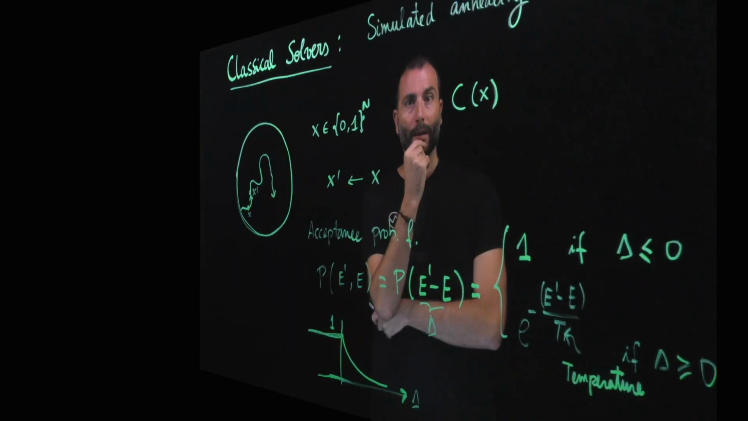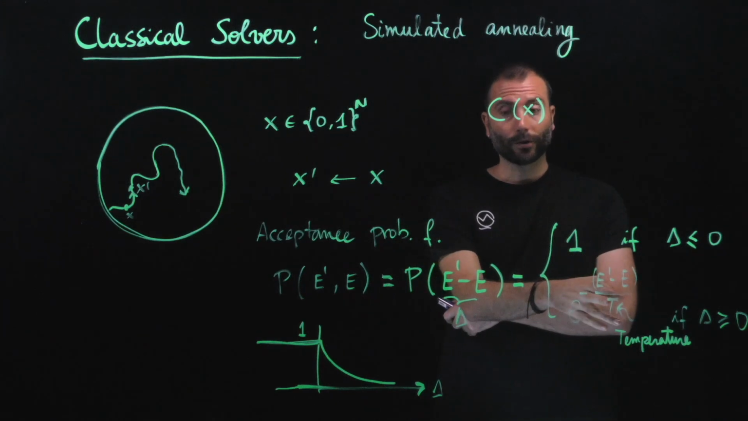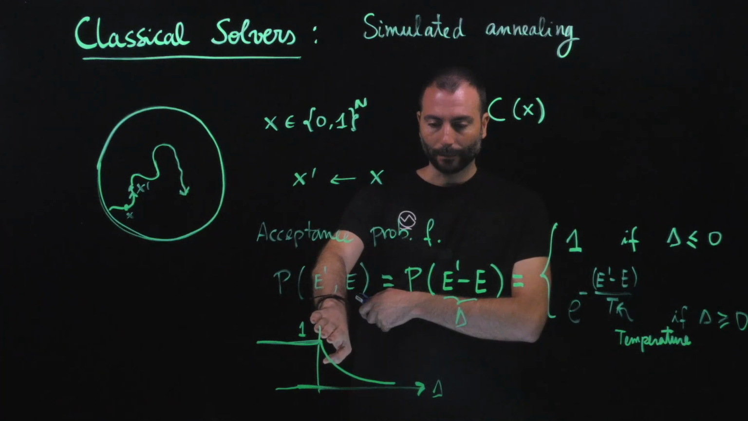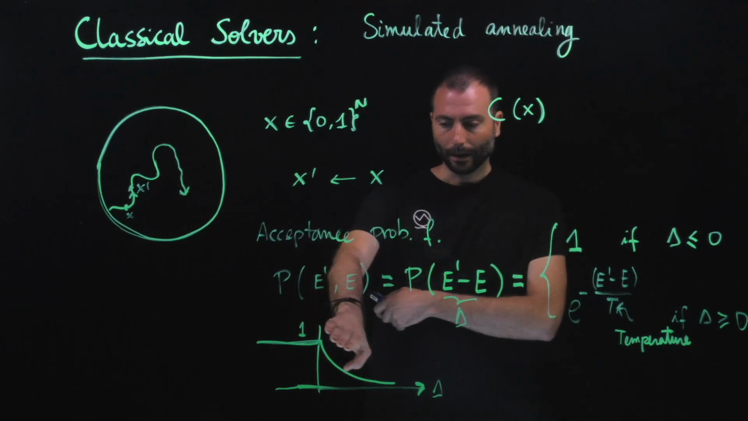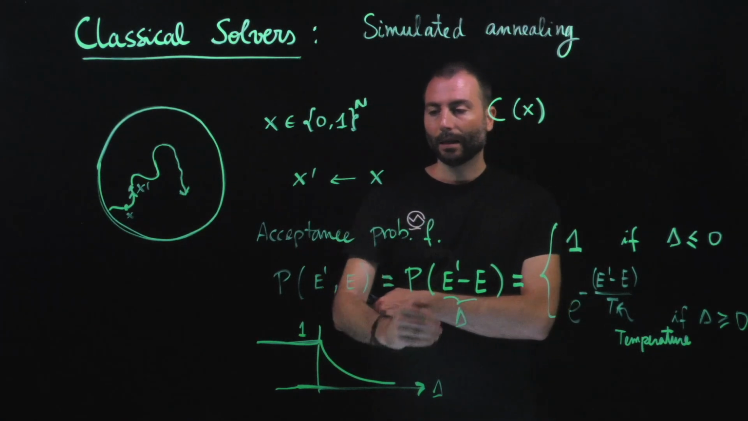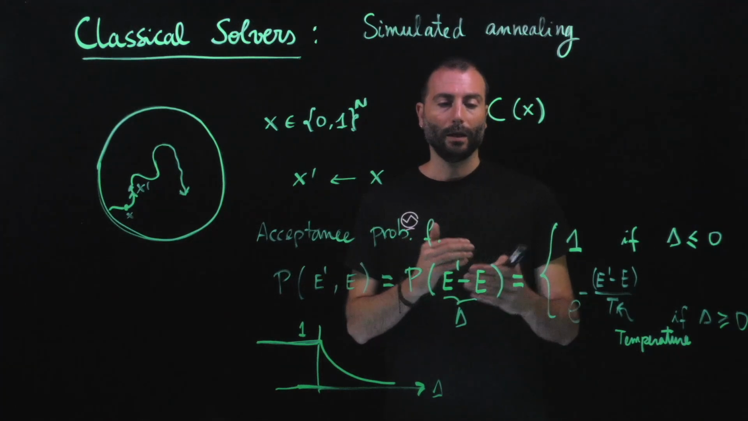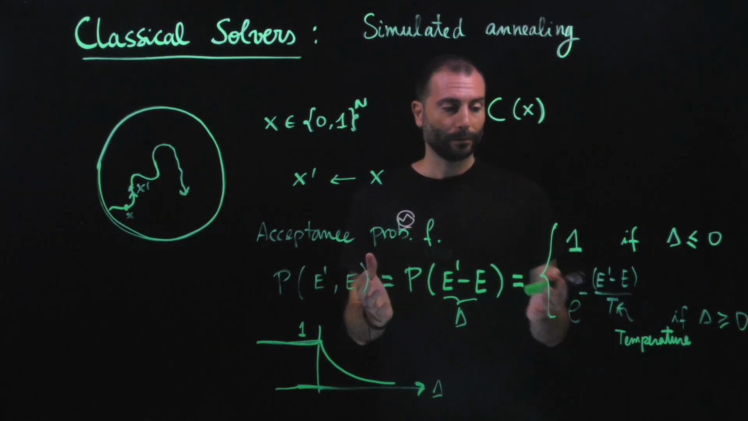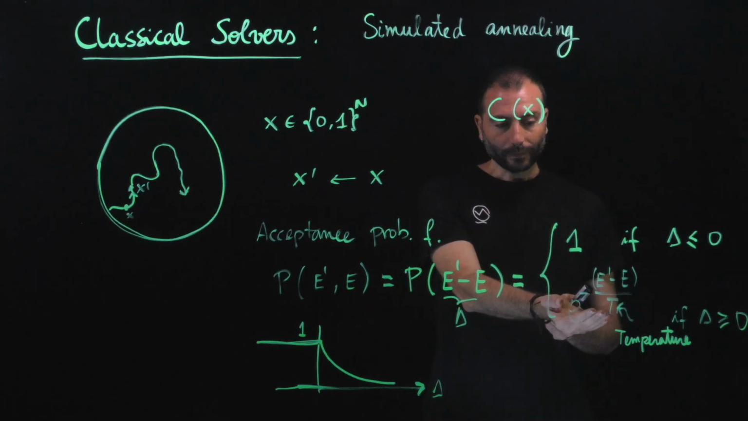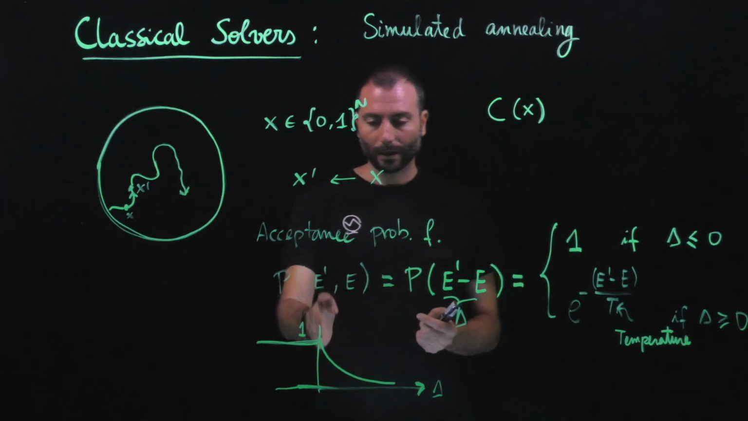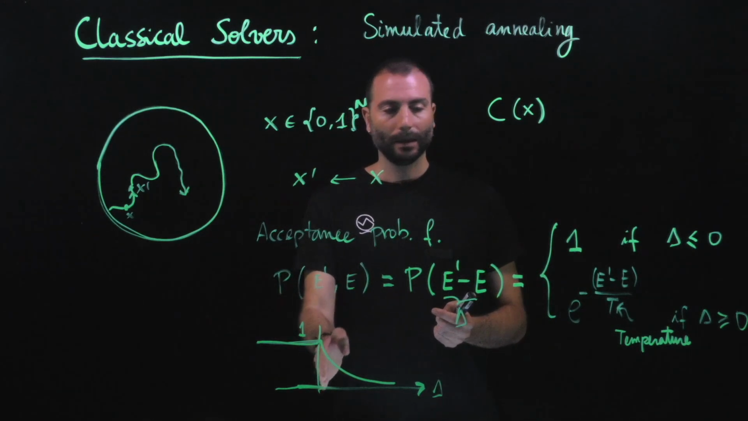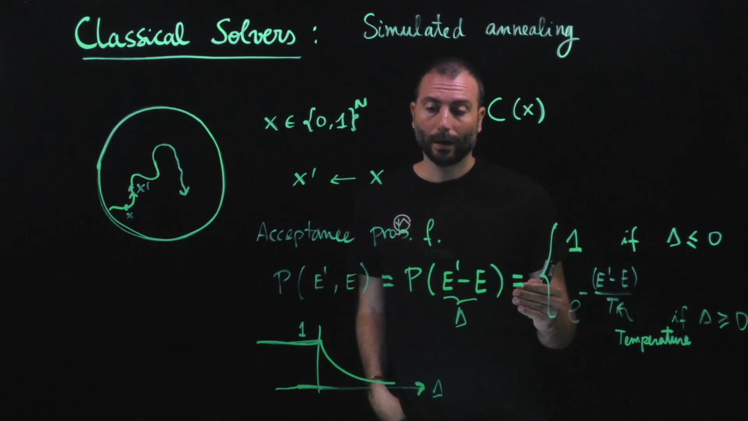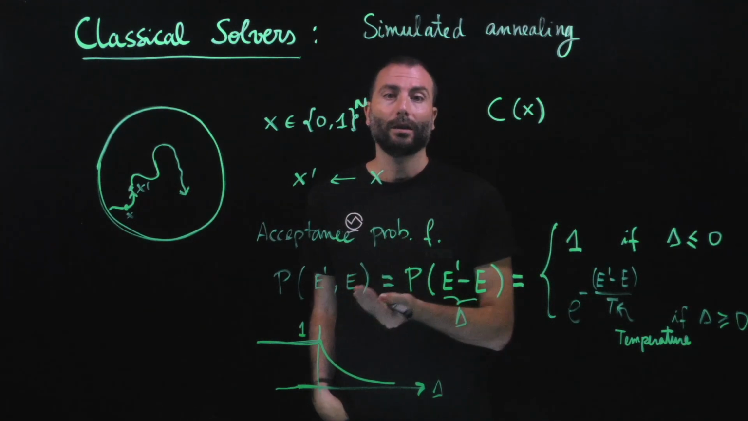Okay, so at large temperatures, this decay is flatter. The function doesn't decay very rapidly. So this means that you allow the system to explore high energy configurations. In contrast, if T is very small, this decays so fast that you basically suppress the possibility of going to configurations that have a larger energy.